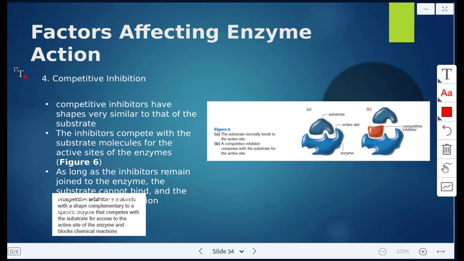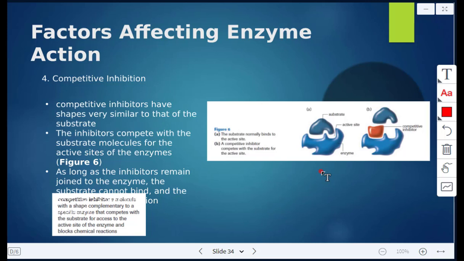A fourth factor that affects enzyme action is competitive inhibition. So competitive inhibitors have shapes that are very similar to that of the substrate, and the inhibitors compete with the substrate molecules for the active site of the enzymes. All right, if the inhibitor remains joined to the enzyme, the substrate cannot bind.